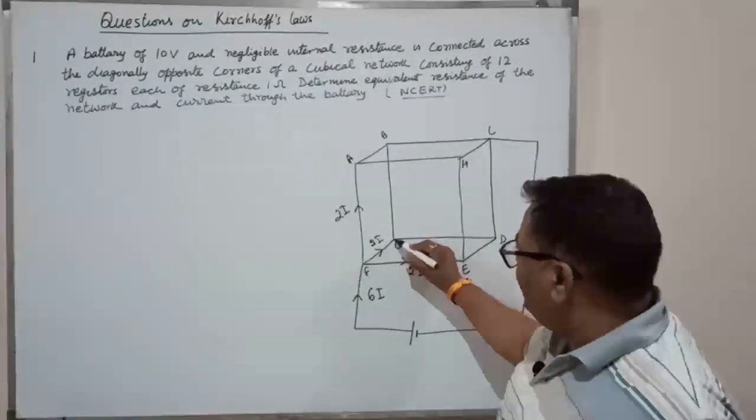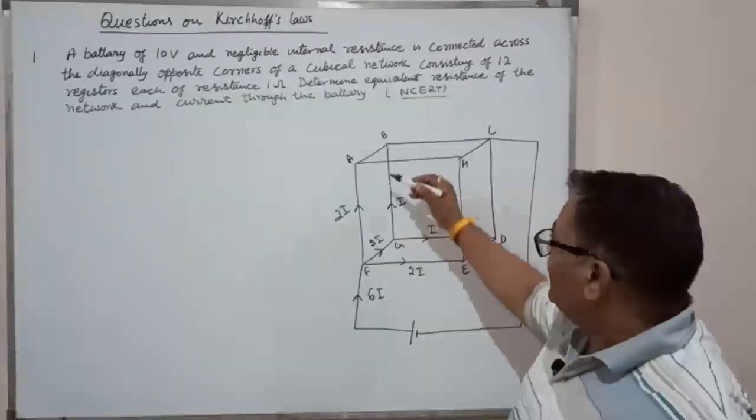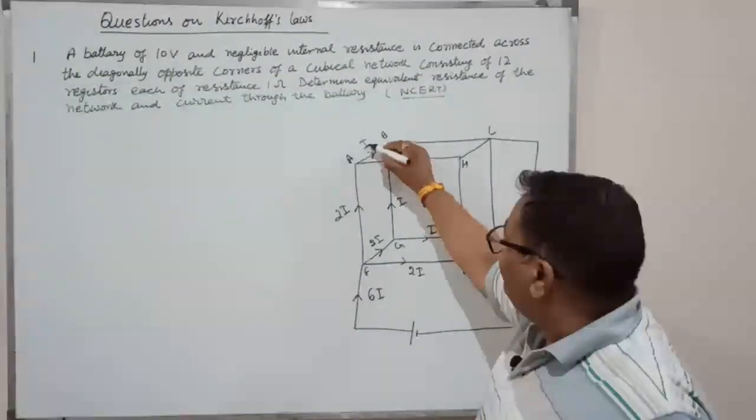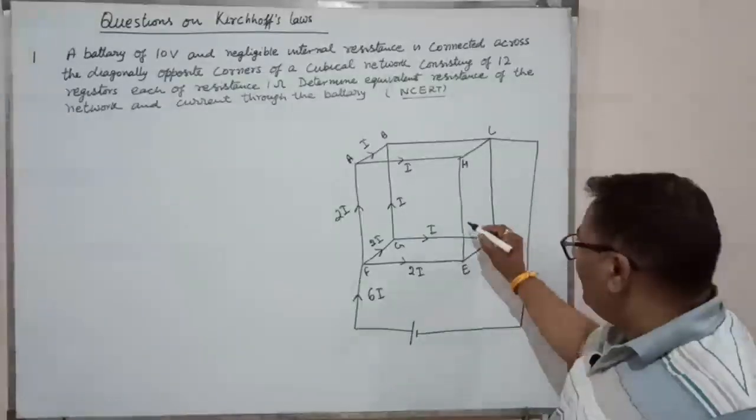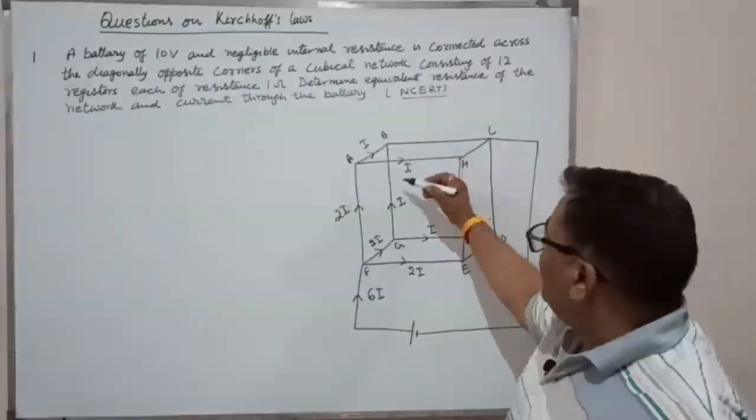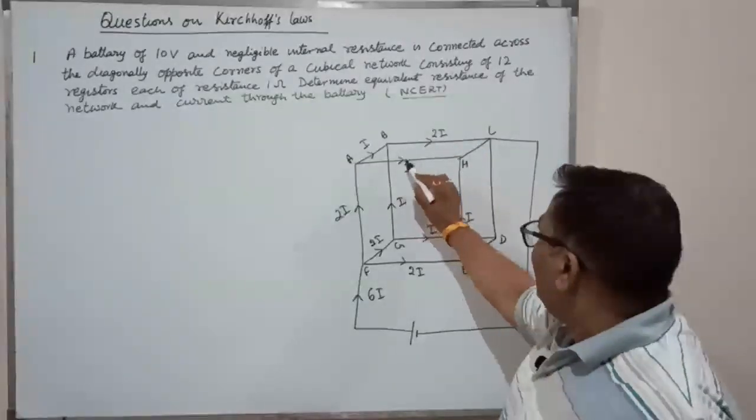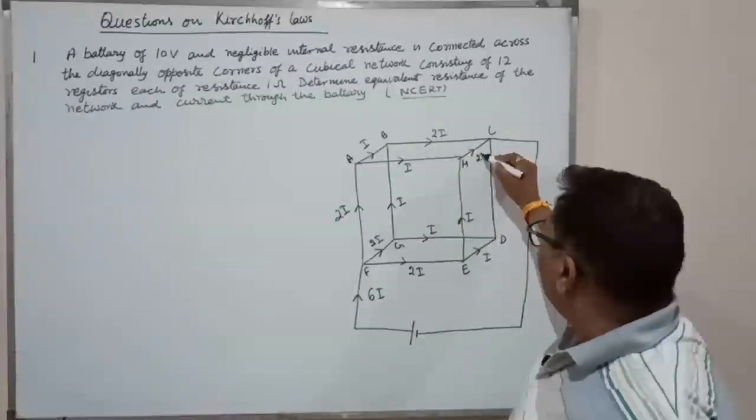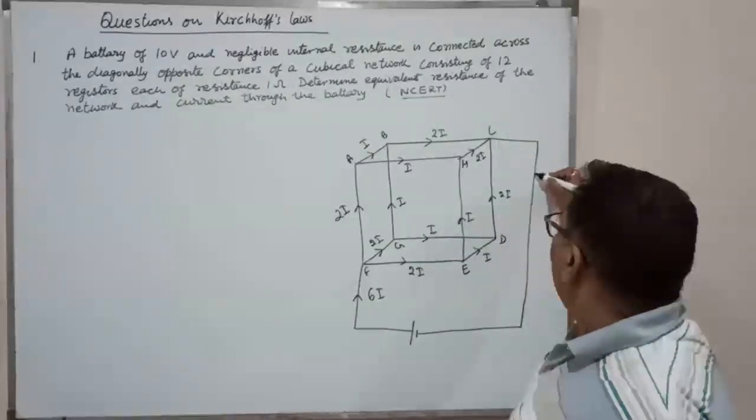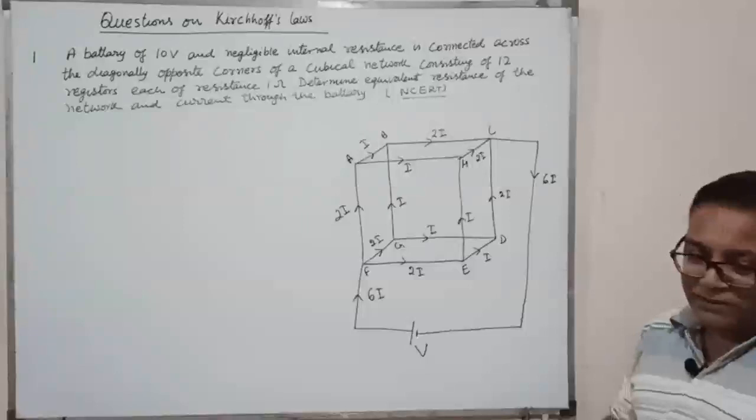At this junction point, I current is here and I current is here. At this junction point, I current is here and I current is here. And at this junction point, I is here and I is here. And on this branch, I from this side and I from this side, that is 2I. I from this side, this is 2I. And I from this side, this is 2I. And the total current is 6I, with battery E.